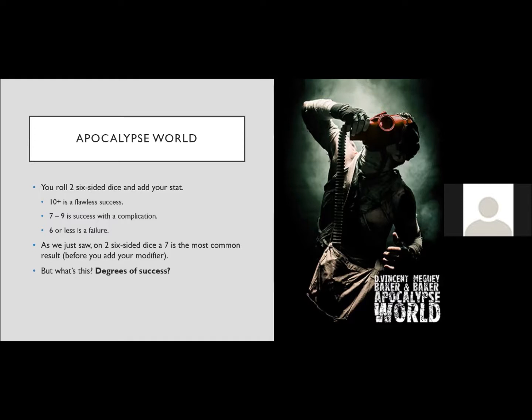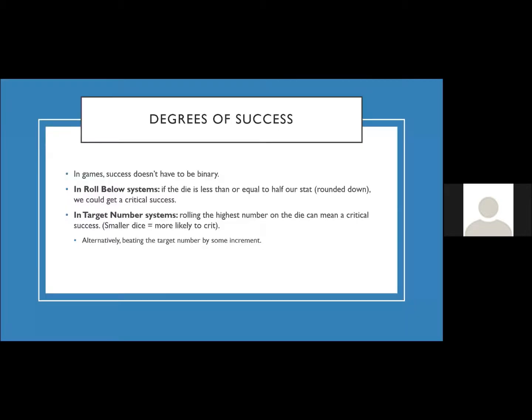As we just saw in the previous slide, 2 6-sided dice means the most common result you're going to get is a 7, which means if your character doesn't have a bonus on that roll, you're more likely than not to get success with a complication. And Apocalypse World uses this as part of its core story. Except up until this point, we haven't talked about games with degrees of success in them. What does that mean? Let's get a little more into that.